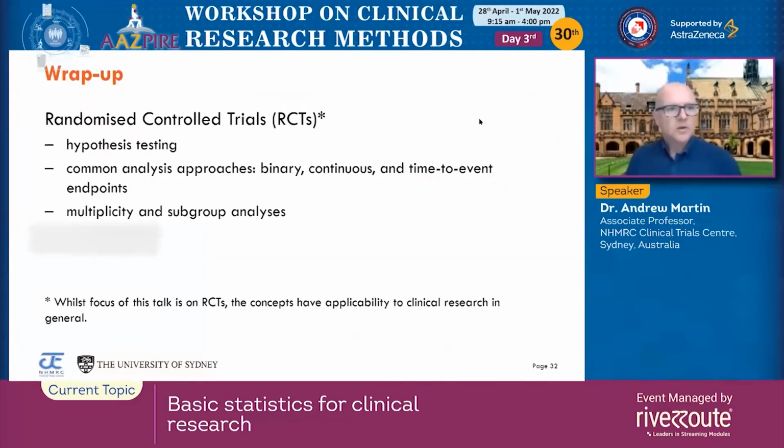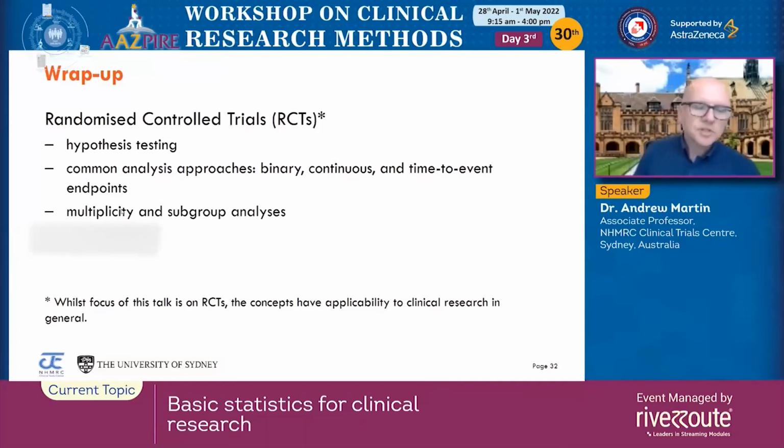Let's wrap up. What have we covered? Well, we've looked at hypothesis testing. We've learned about test statistics and p-values and how these are used to reject a null hypothesis. We've applied those ideas to the analysis of some data. We've looked at an analysis of binary endpoint data, continuous endpoint data, and time to event endpoint data.